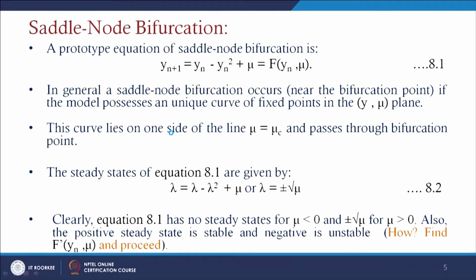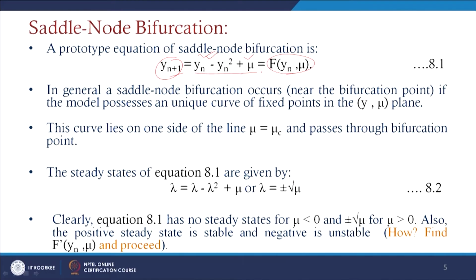First we will go for the saddle node bifurcation here. A prototype equation for saddle node bifurcation is written as y_{n+1} = y_n - y_n^2 + mu. This is the generalized formulation of a saddle node bifurcation, and it gives a first introductory note about it. People use this basic equation, and if you look at the function y_{n+1}, it involves the terms y_n and mu. So completely we can say that y_{n+1} is a function of y_n and mu.